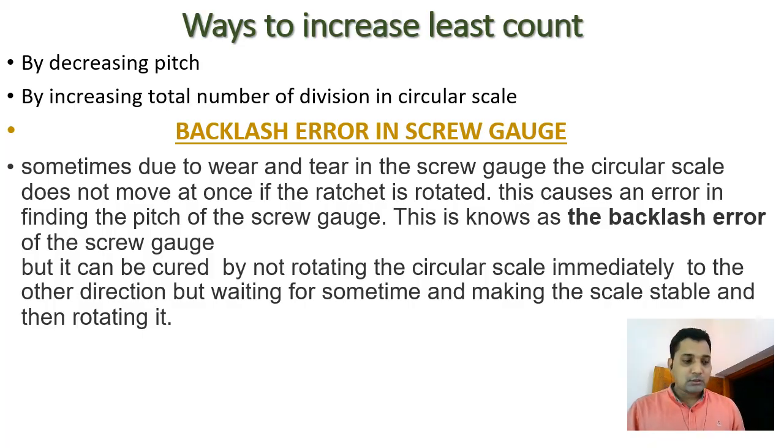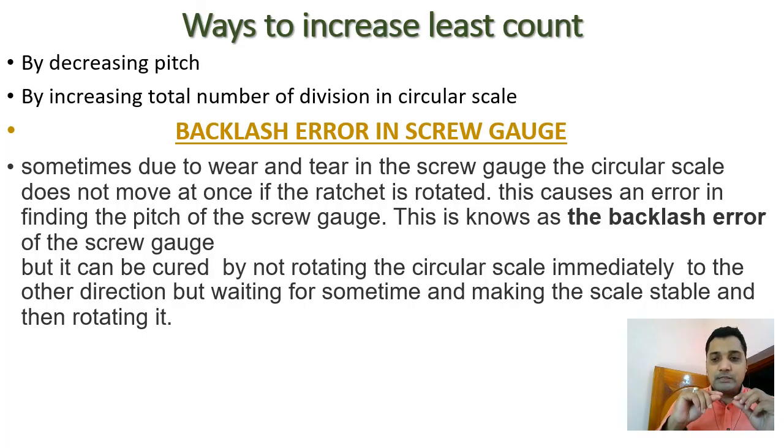In the screw gauge, the ratchet is used to rotate the screw in any one direction, either clockwise or anti-clockwise. If we rotate clockwise and anti-clockwise more often, then gradually the thread inside will wear and the ratchet will slip over it. That is called backlash error, and because of it the measurement will fail.